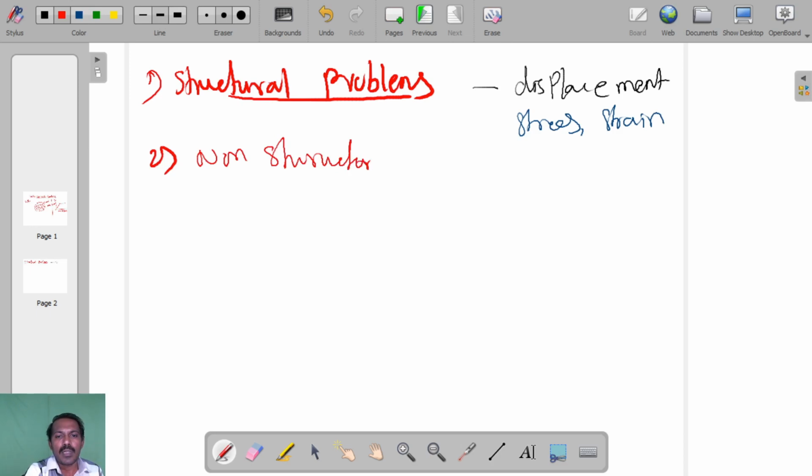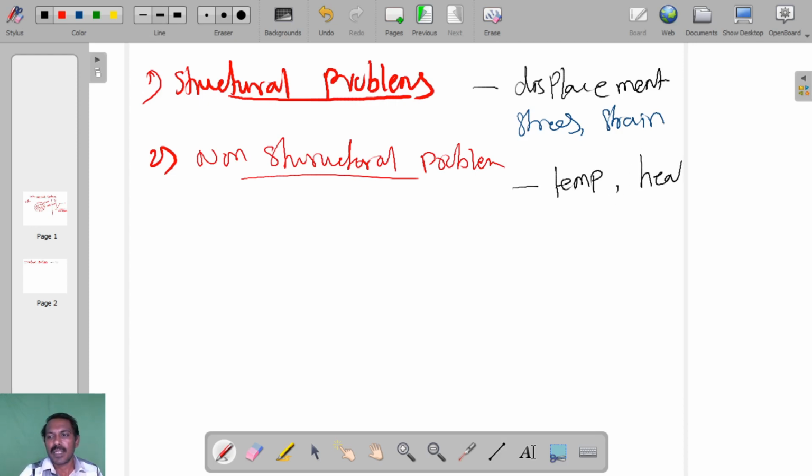The second one is non-structural problems. In these problems, the temperature or heat flux can be calculated for each element. So you find out the temperature and heat flux for non-structural problems on each element.